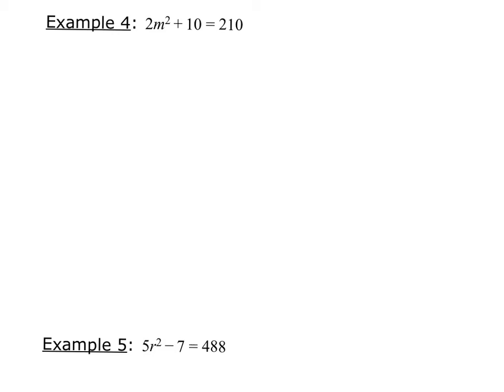Okay, so again, we want to solve for m. It says 2m squared plus 10 equals 210. So we want to get the m squared by itself. The first thing, we always do the opposite of adding or subtracting first. So the opposite of adding 10 would be subtracting 10.